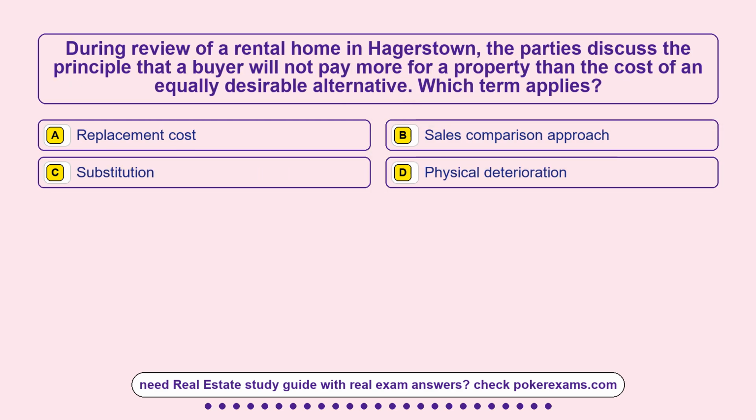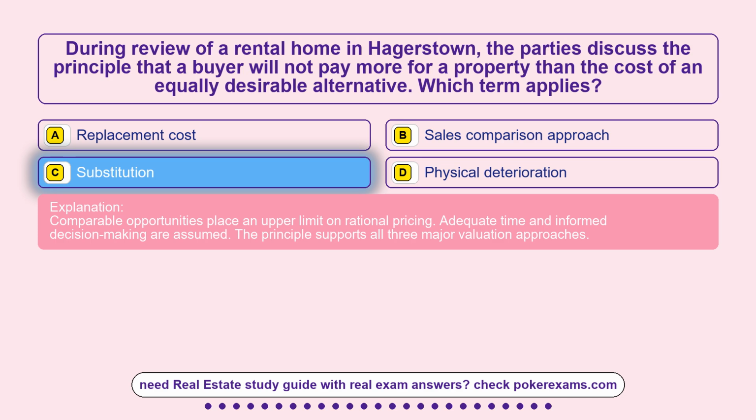Question 24. During review of a rental home in Hagerstown, the parties discussed the principle that a buyer will not pay more for a property than the cost of an equally desirable alternative. Which term applies? Option A, replacement cost. Option B, sales comparison approach. Option C, substitution. Option D, physical deterioration. The correct answer is option C, substitution.